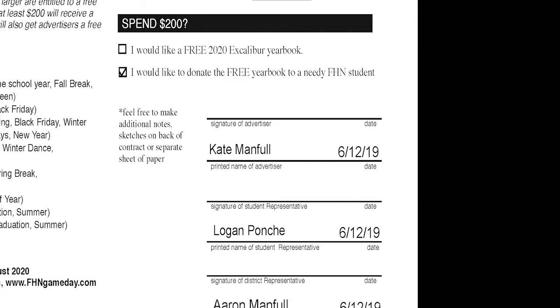So if we know that a staffer has an uncle that is going to be giving that yearbook to the person on staff, we just need to write down who that's going to go to so we have that verified. Or if they have another child or somebody they know at the school that they want it to go to, we write that on the contract as well so we can make that clear. Otherwise, if they check the box, I would like to donate it to a needy FHN student, that would just be given to one of the many students that we help out throughout the school year. And if you check the box, I would like a free yearbook, and you don't write a name, then we'll just make sure to deliver that to the business when the book comes in late July, early August.